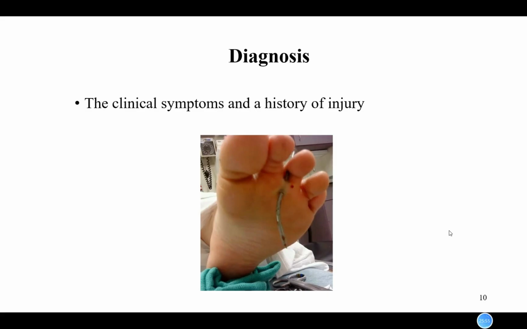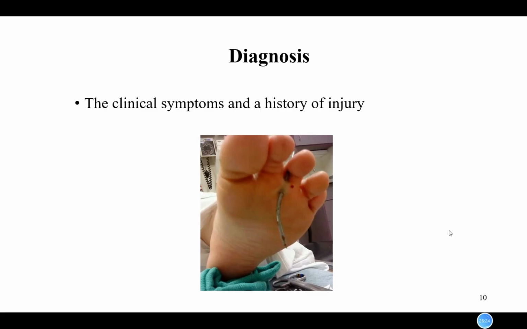For diagnosis, tetanus infection diagnosis is quite different from other bacteria. When we introduce other bacteria, we want to know what specimen to collect, how to analyze the specimen, and how to culture the bacteria. So that's a standard procedure.